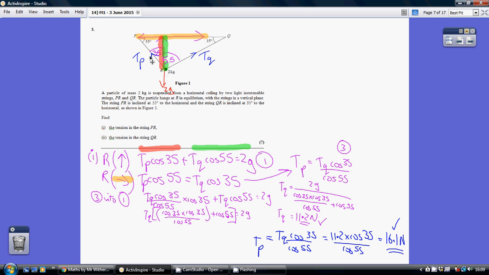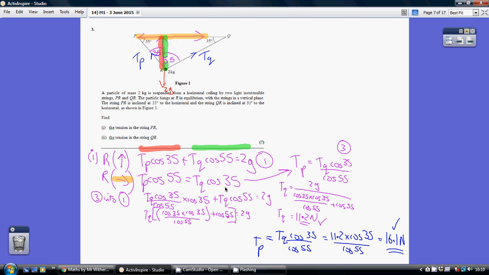Now resolving horizontally, there's no weight here, so basically these two horizontal components of the two tensions must cancel each other out, they must equal each other. So we're saying TP cos 55, an adjacent component there, must be offsetting TQ cos 35, that adjacent component here. So that gives us our second equation.